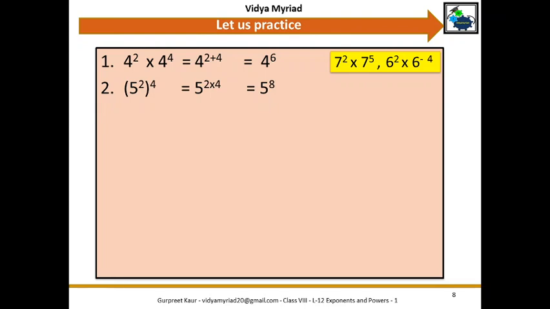Another question. 5 raised to power 2, the whole to the power 4. What does it mean? Now, there are two powers. When there are two powers with a single number, you need to multiply. So 5 raised to power 2 into 4, which is equal to 5 raised to power 8. Similar questions you can do for your practice.